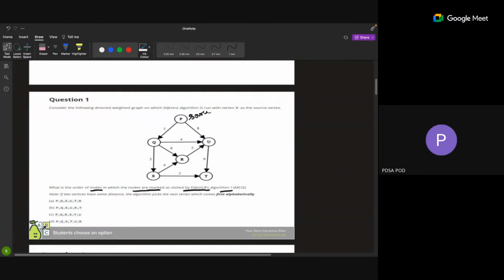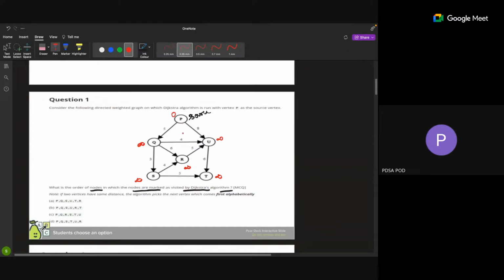As you know, as and when the source vertex is fixed, Dijkstra's algorithm immediately sets the distance of that source to 0. The rest of them are infinite. Am I right? Yes, the rest are infinite. Then it starts traversing, from the source vertex to the lowest distance, the lowest weight edge, Q.